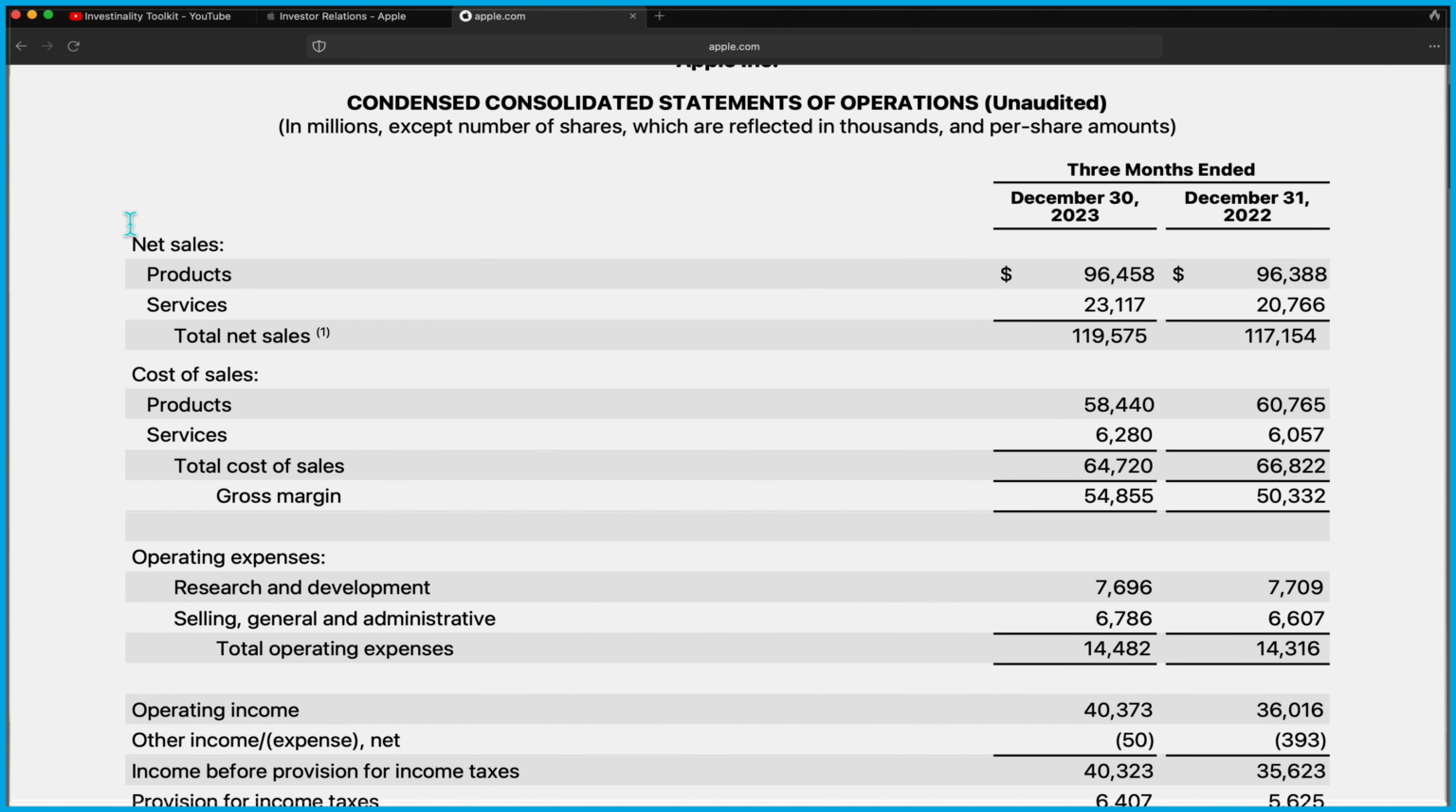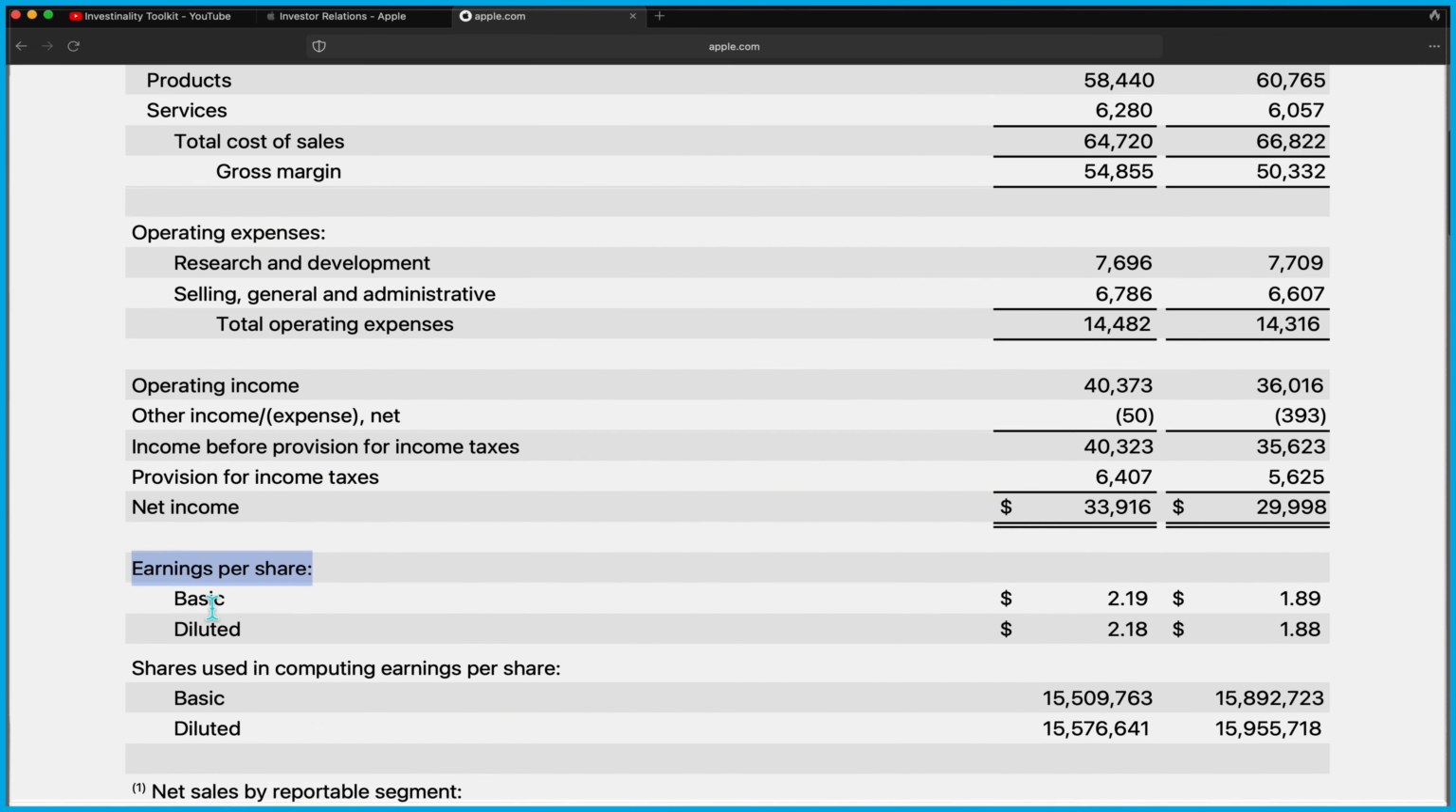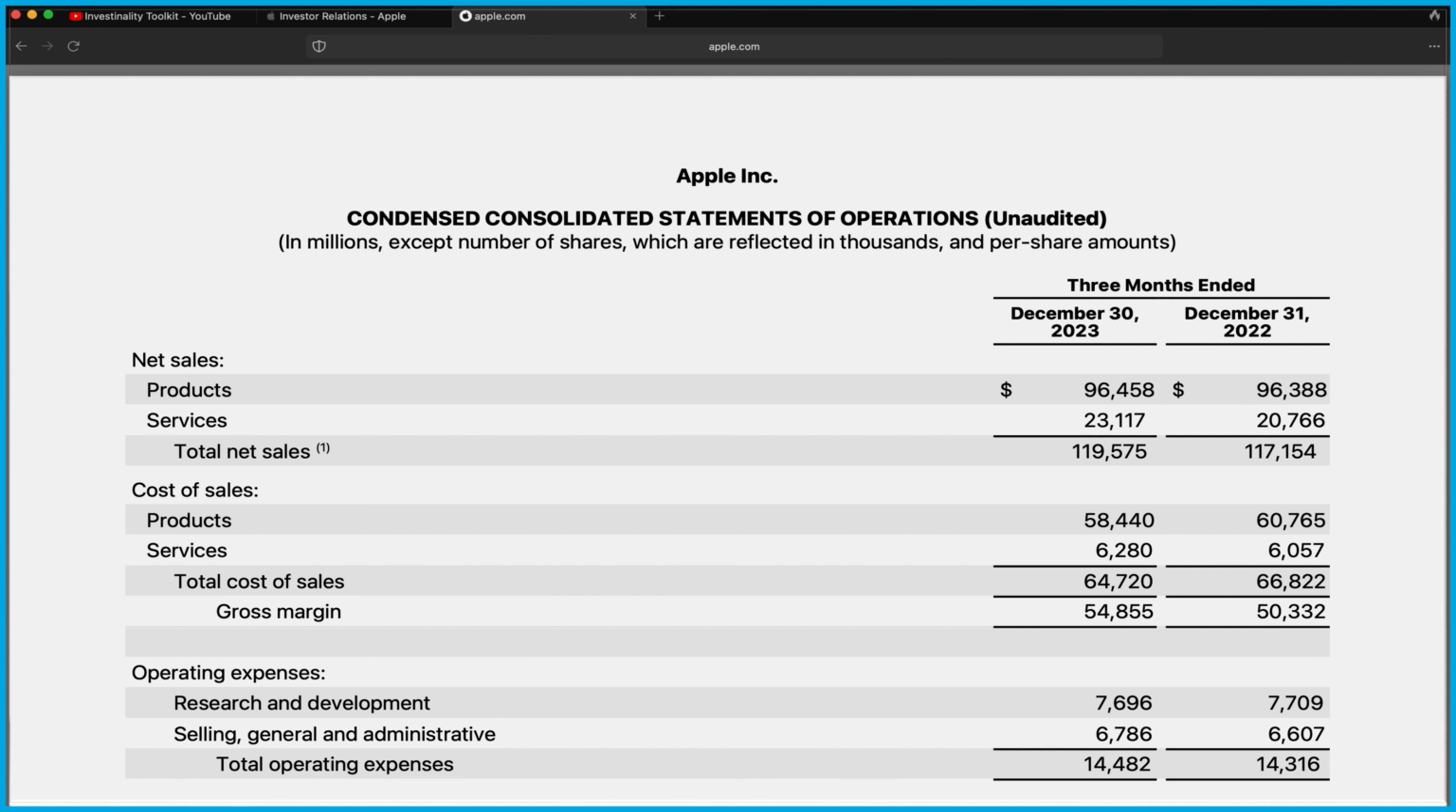Here we have Apple's net sales, cost of sales, operating expenses, operating income, net income, earnings per share, shares used in computing earnings per share. Here we can see how much Apple made in this quarter and how much it cost. So how much Apple made is actually its net sales.